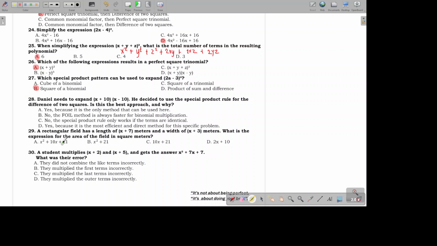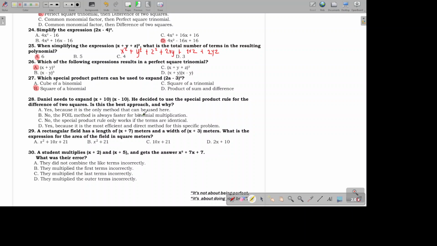Let's have number 28. Daniel needs to expand (x + 2)(x - 10). He decided to use the special product rule for the difference of two squares. Is this the best approach and why? So first things first, can the special product rule for difference of two squares be applied here? Okay, the answer is yes. And second question, which one of those saying yes is more logical?